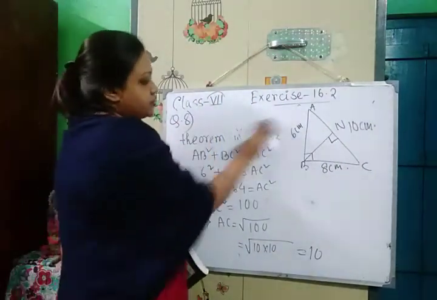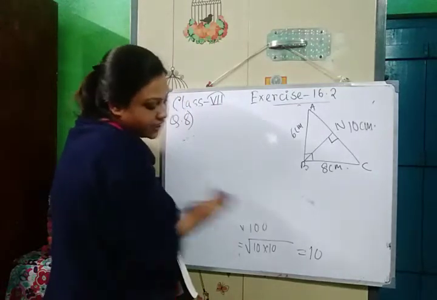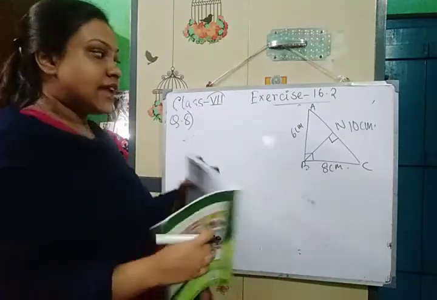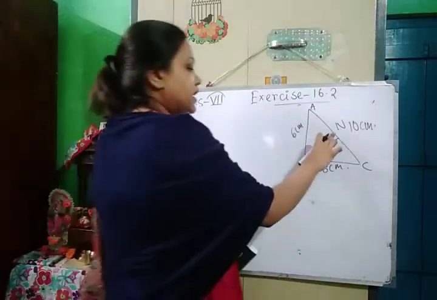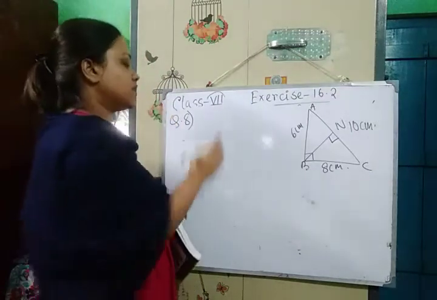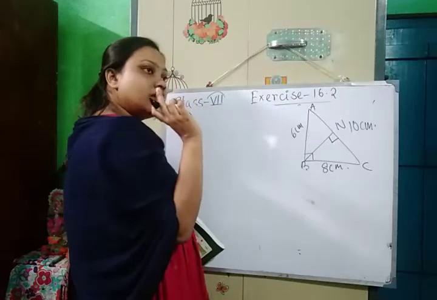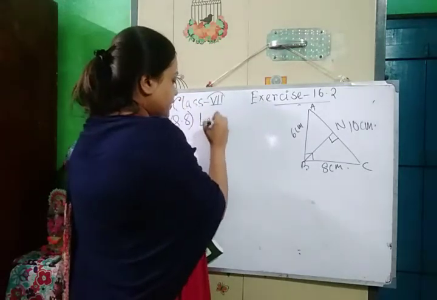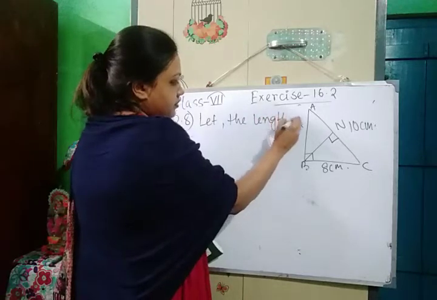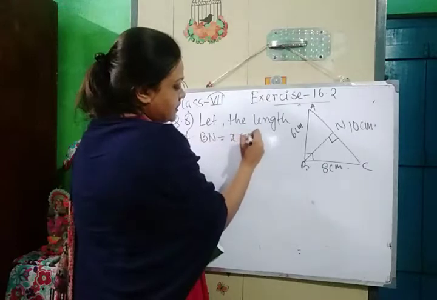Now what we are going to find out? We are going to find out the height or the perpendicular BN, which is on the side AC. This perpendicular BN on the side AC. So you can see, we can assume that the length of BN is x centimeter. Let the length of BN be equal to x centimeter.